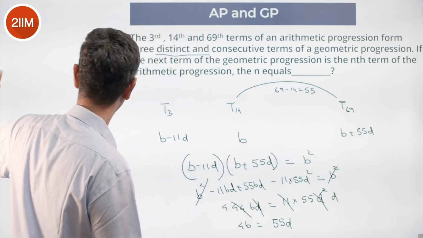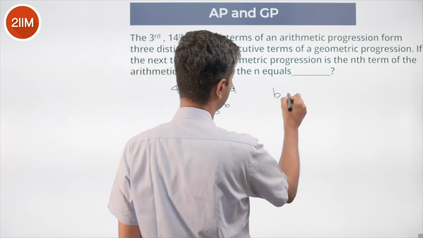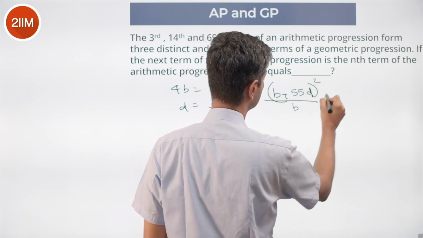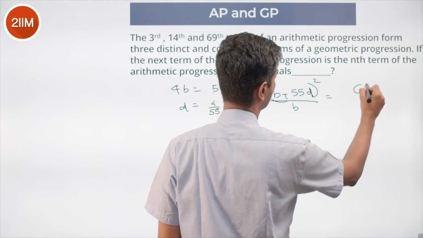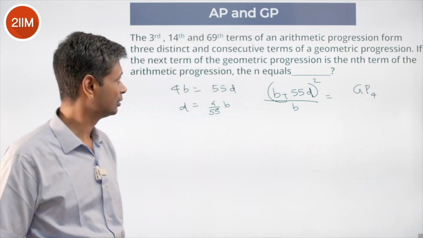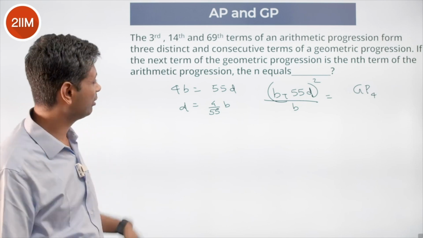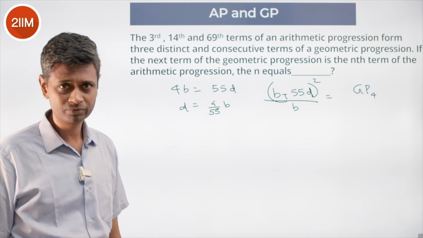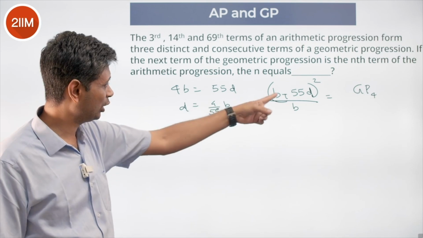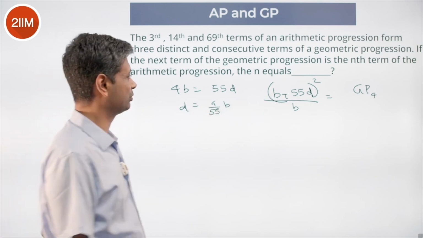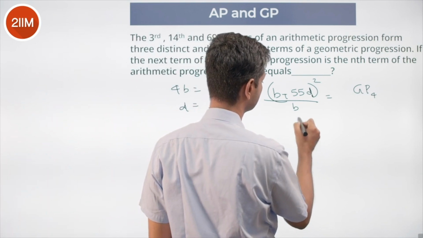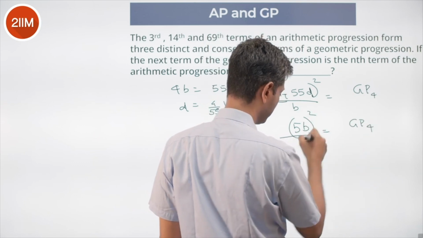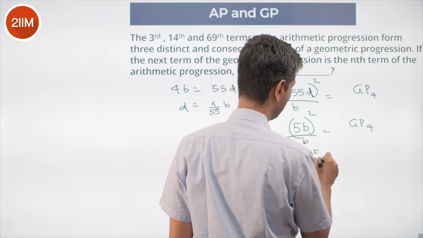So, looking for b plus 55d whole square by b. This is the fourth term of the geometric progression. We need to find this and then bring it back to the arithmetic progression. B plus 55d the whole square. d is 4 by 55b, which is nice, no? 4 by 55 into 55 makes it 4b. This is 5b the whole square by b. This is the fourth term of the GP. 25b square by b, which is 25b.